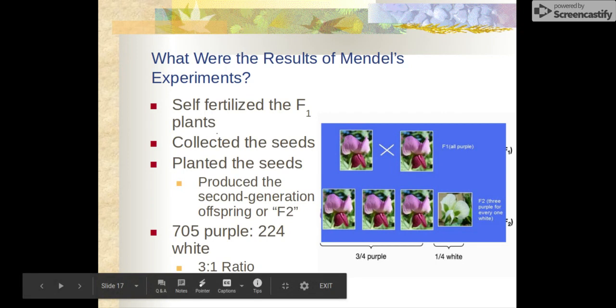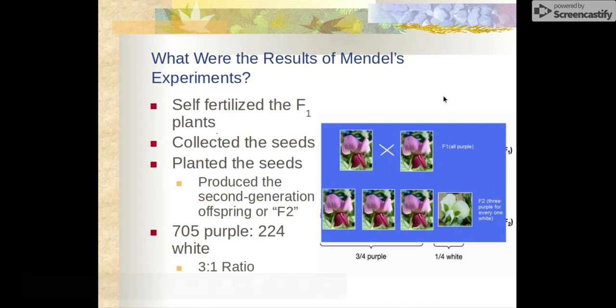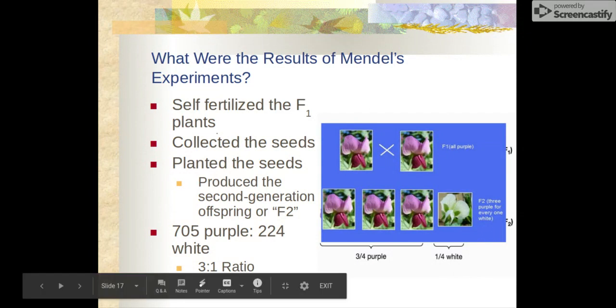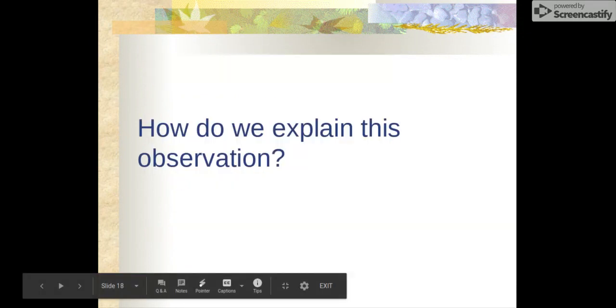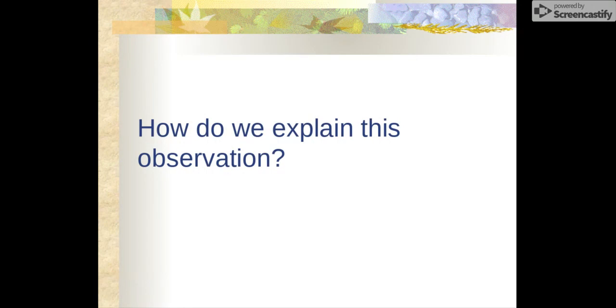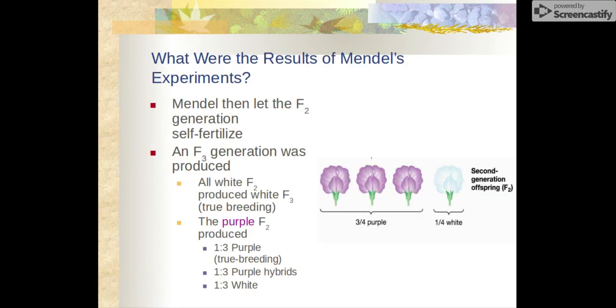He found it was about 705 purple to 224 white, or a 3-to-1 ratio. So we see 3 out of every 4 were purple, 1 out of every 4 were white. So by mixing these two purple flowers that he got from mixing purple and white, we end up with 3 purple and 1 white here. So how do we explain what we see?